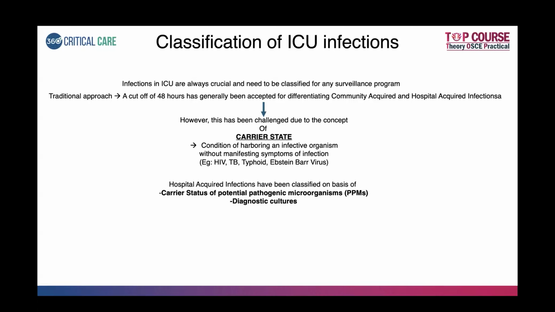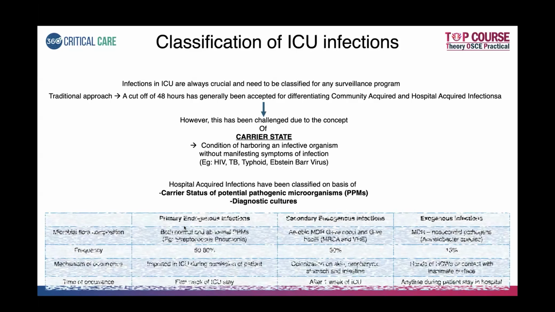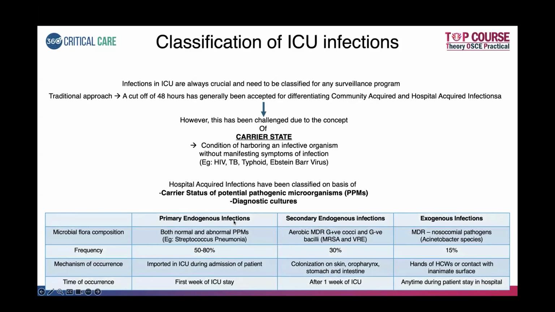So hospital-acquired infections have been classified on the basis of carrier status of potential pathogenic microorganisms and diagnostic cultures. So you can classify them into three classes: primary endogenous infections, secondary endogenous infections, and exogenous infections. So here the microbial flora composition are both normal and abnormal pathogenic or potential pathogenic organisms like Streptococcus pneumoniae. Whereas in secondary endogenous infections, it is aerobic MDR gram-positive cocci and gram-negative bacilli like MRSA and VRE. Whereas exogenous infections are mostly MDR nosocomial pathogens like Acinetobacter.